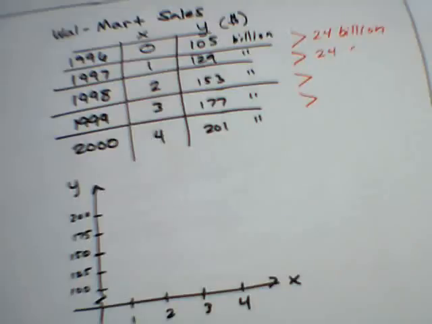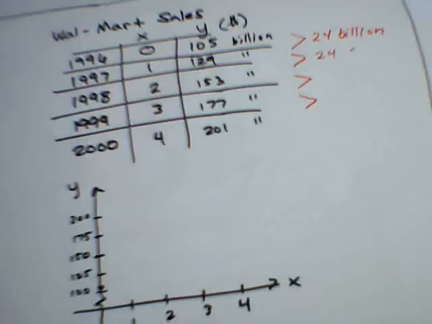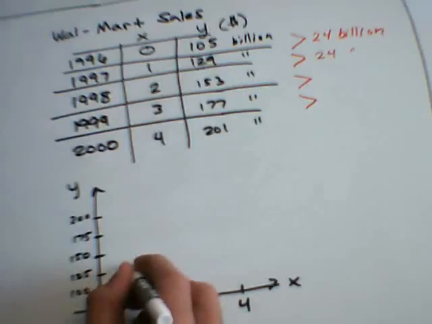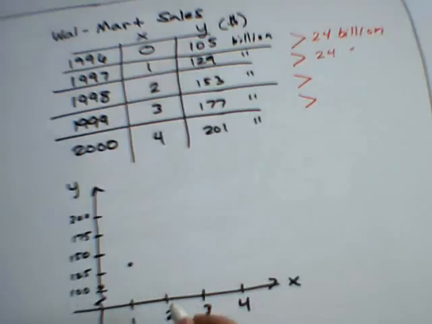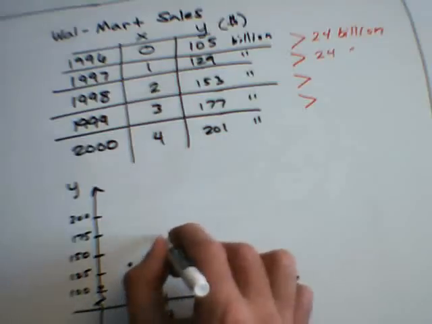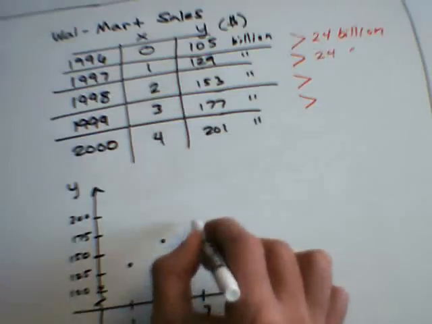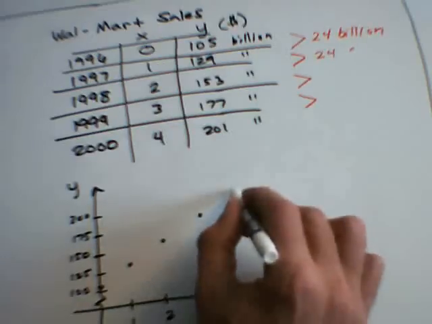Okay, if we plot the data points, when x is 0, we had y was 105 billion, so I'm going to plot that roughly about here. Okay, when x is 1, we had 129, so I'm going to plot that roughly here. When x is 2, 153. When x is 3, 177. And when x is 4, about 201.